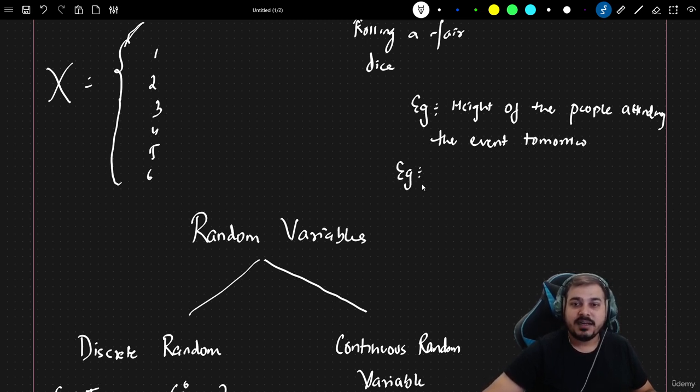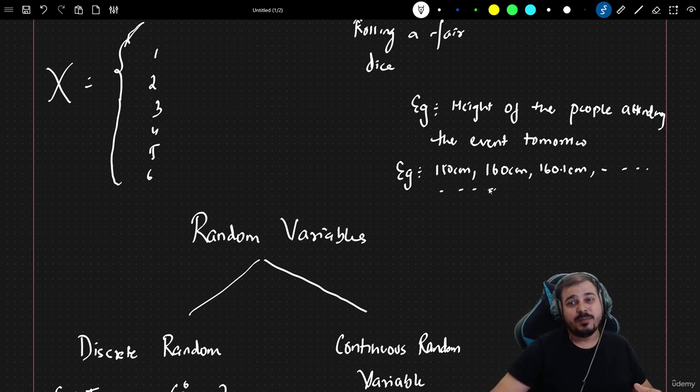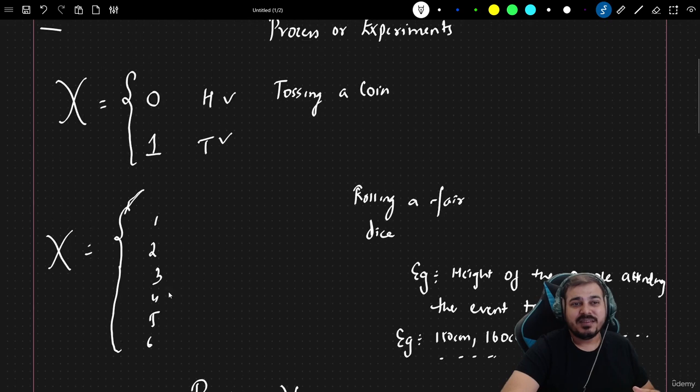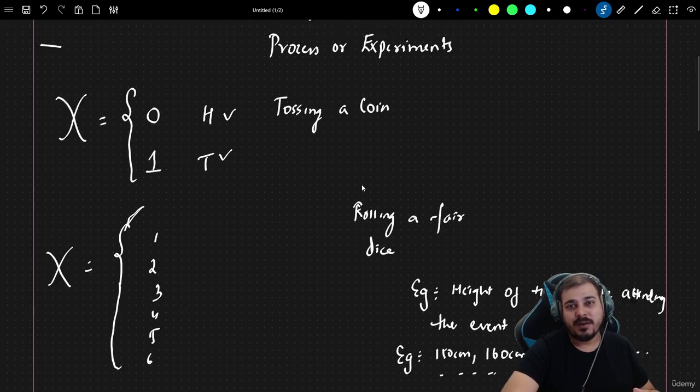Over here, I can definitely get different values. If I'm considering the height, I may get 150 centimeters, I may get 160 centimeters, I may get 160.1 centimeters. I can get different values altogether. So in continuous, you may get a fractional number, you may also get a whole number, you may get any kind of number over here. In a discrete random variable, I will basically be deriving a whole number from a random process.